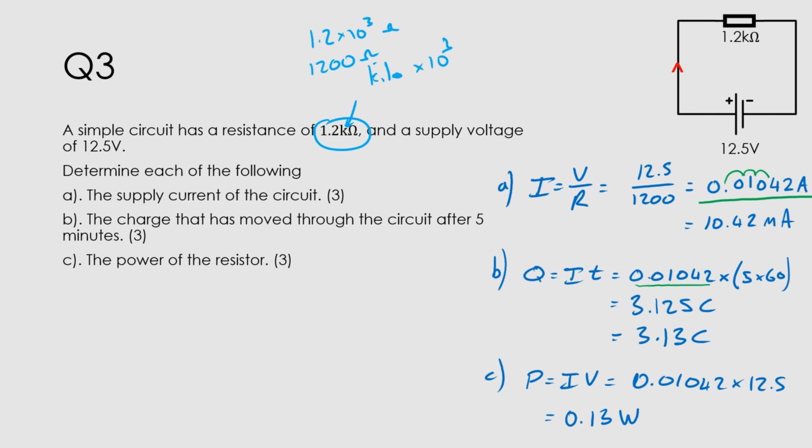I've then rounded that to 2 decimal places, 3.13 coulombs. So we get our mark for the final answer, substitution, and formula. Should say here as well, formula, substitution, and final answer. Then P equals IV, power is current times voltage. Again, I'm using that same number that was stored in my calculator to keep the accuracy as high as possible, multiplied by 12.5, and then I've rounded that to 2 decimal places, 0.13 watts. So answer with units, substitution, formula.